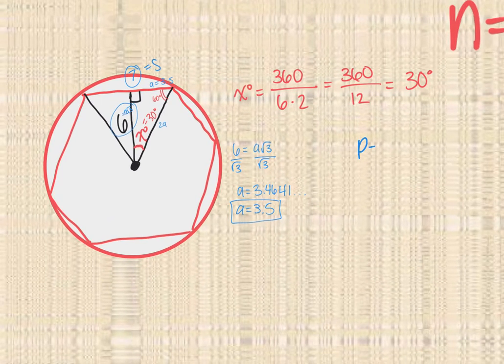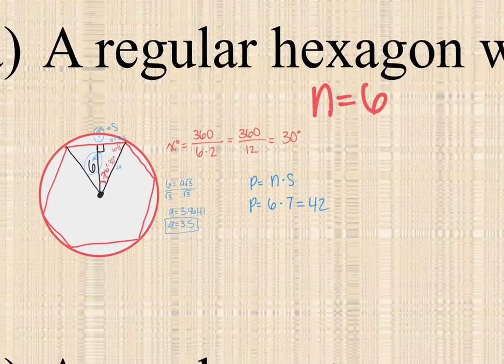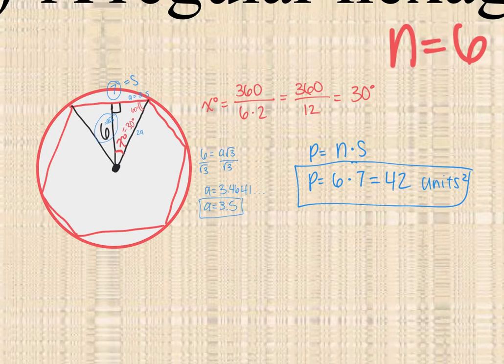So remember, perimeter is going to be the number of sides times the side length. How many sides does this figure have? 6. And what was each side length? 7. So you take 6 times 7 and you get 42. So our perimeter is 42. And what units was this in? There were no units. We're just going to put units squared. So our perimeter is 42 units squared.